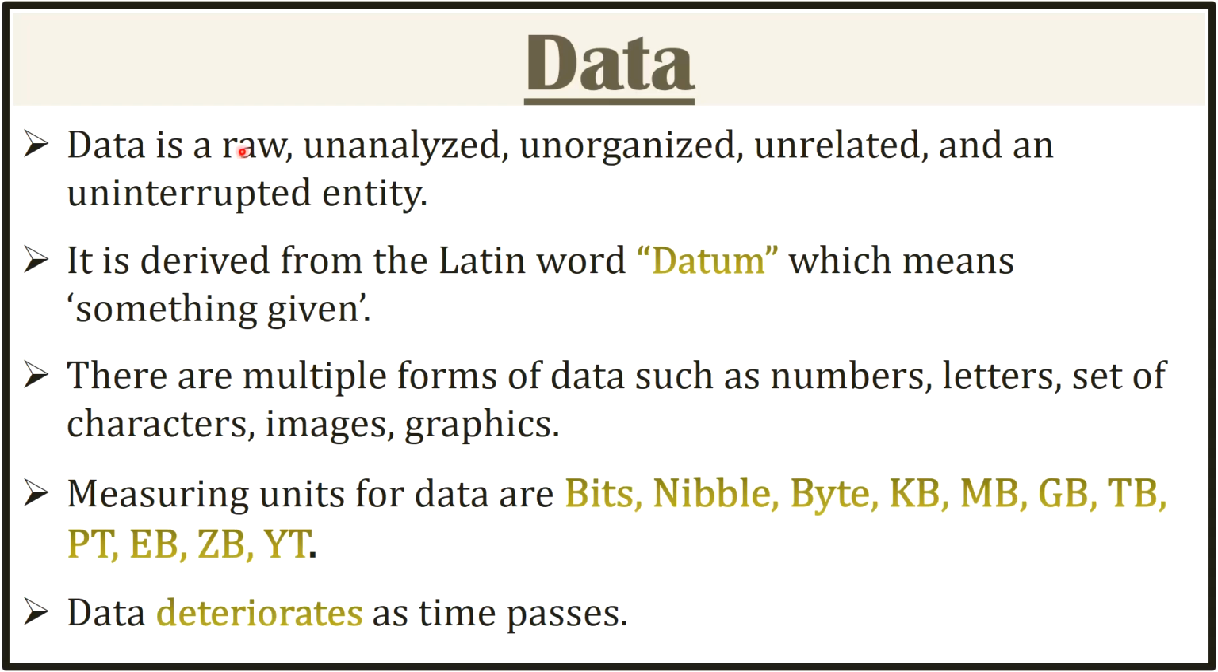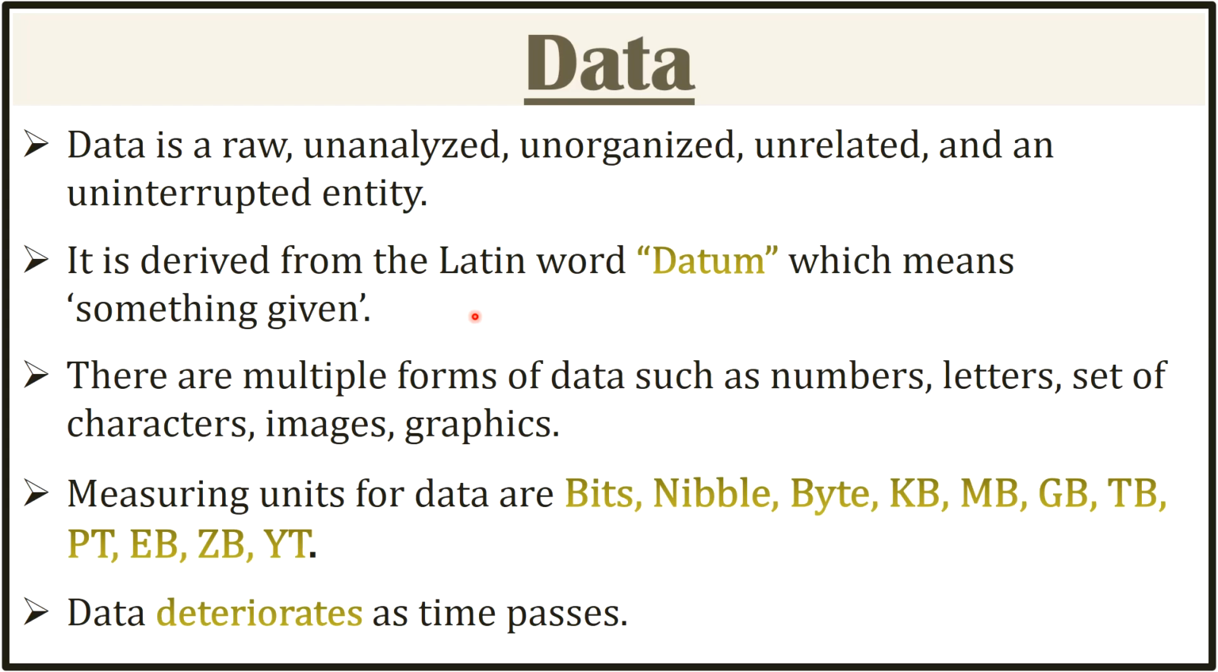So, what is data? Data is a raw, unanalyzed, unorganized, unrelated, and uninterpreted entity. It can be understood as the facts that relate or specify the existence of something. But it is hard to understand raw data as it does not have any context, hence no meaning. It is derived from the Latin word datum, which means something given. So anything that is considered as the input for a data processing system, like any device, human brain, software, anything, is the data, which is further processed and stored as information. That adds a meaning to the data.